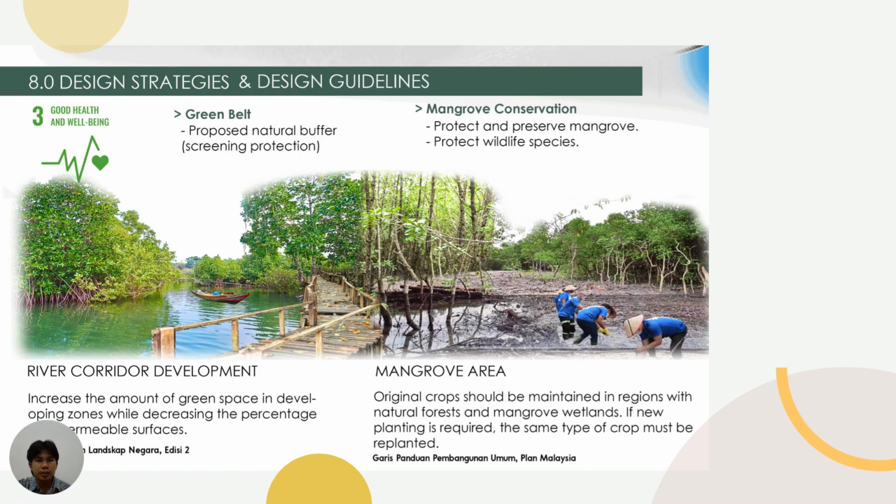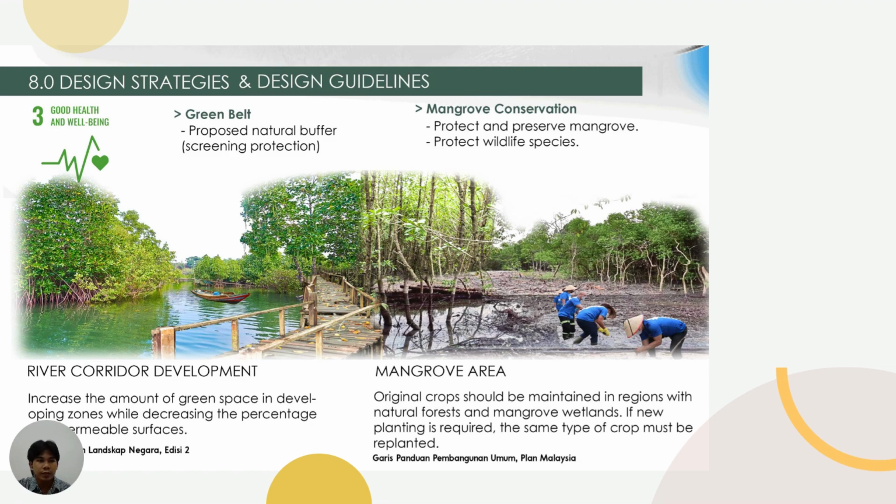Design strategy and design guideline. The first one is SDG 3, good health and well-being. The green belt proposes a natural buffer, and for the mangrove conservation, to protect and preserve the mangrove. Next is to protect the wildlife species.